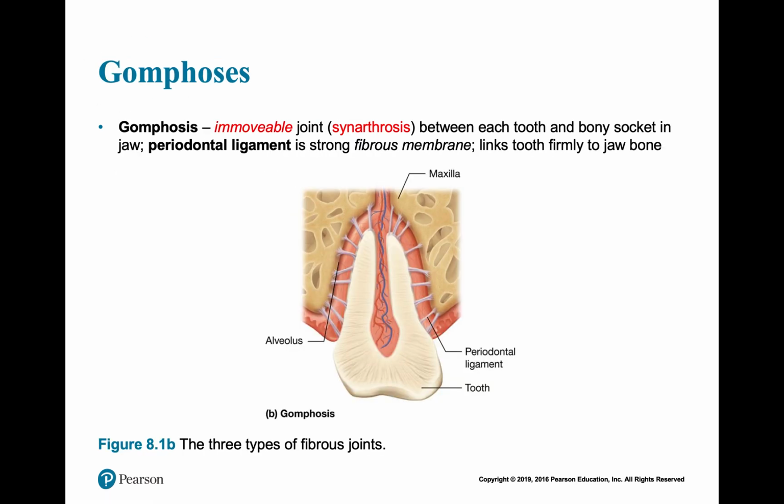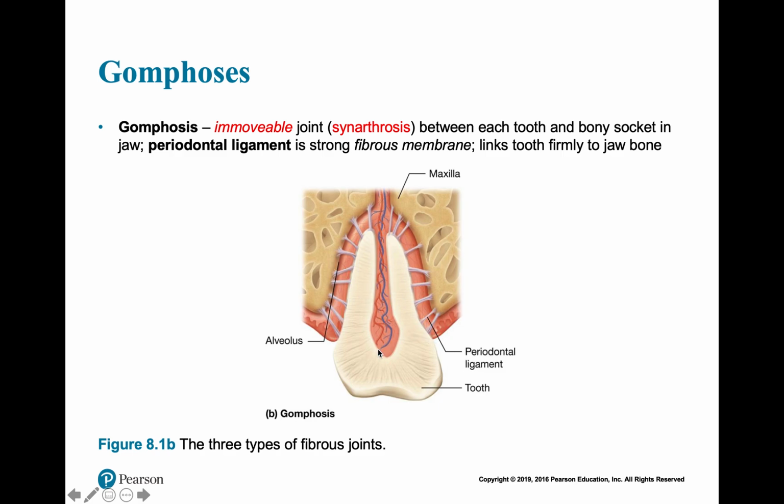So those are sutures. The next type of fibrous joint is called a gomphosis. Gomphoses are also immovable joints, so that functional classification is called synarthrotic, or a synarthrosis joint. And we find gomphoses in very specific locations. It's between the teeth and the bones of the jaw that contain teeth.